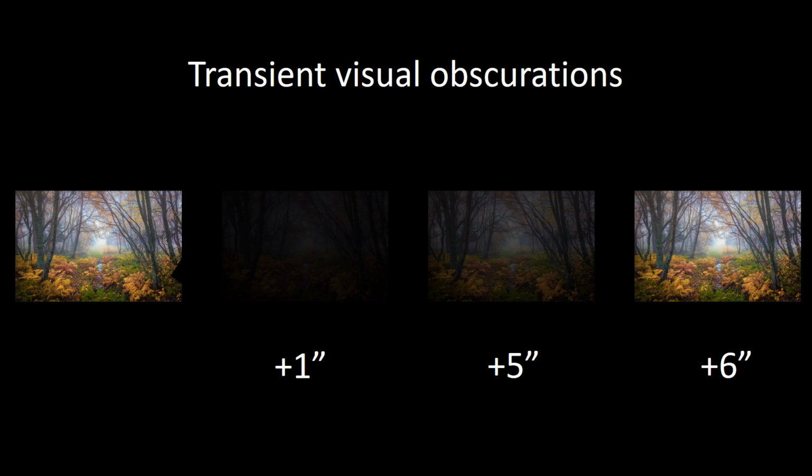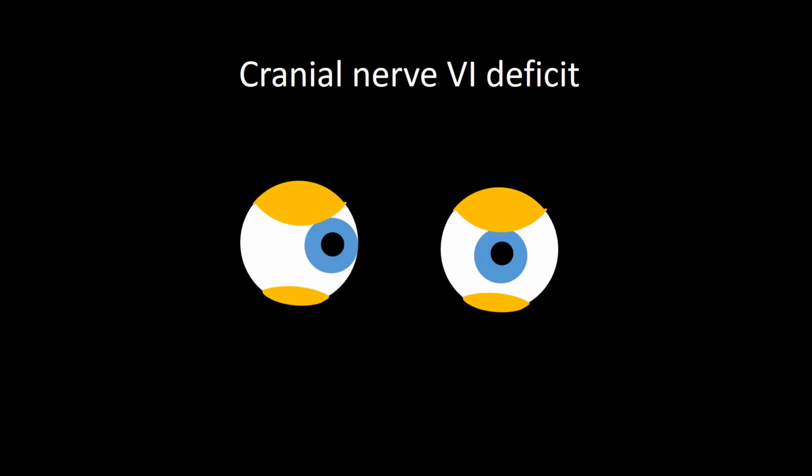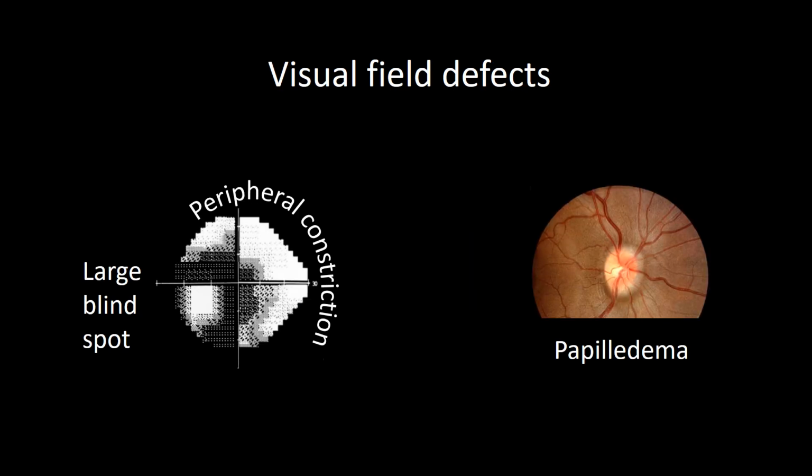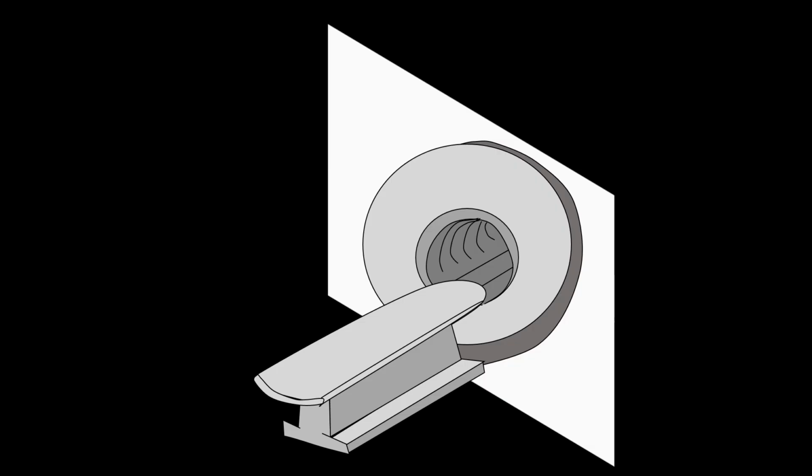After headache, transient visual obscurations, usually lasting a few seconds, are the most frequent manifestations of pseudotumor cerebri. Other manifestations are double vision, often due to cranial nerve 6 deficit, and bilateral visual field defect characterized by an enlarging blind spot and a constricting peripheral field. This is due to papilledema. MRI should always be done in patients with suspected pseudotumor cerebri in order to exclude structural lesions such as tumor, obstructive hydrocephalus, and sinus thrombosis.